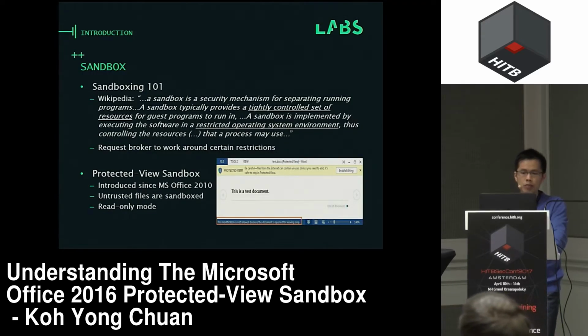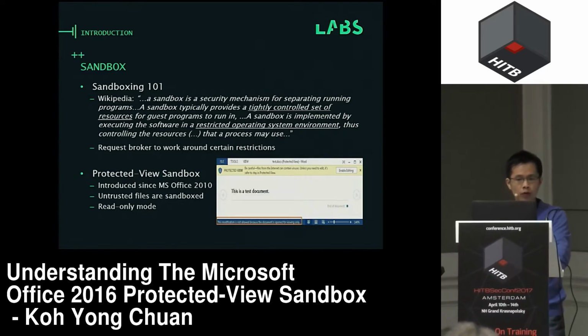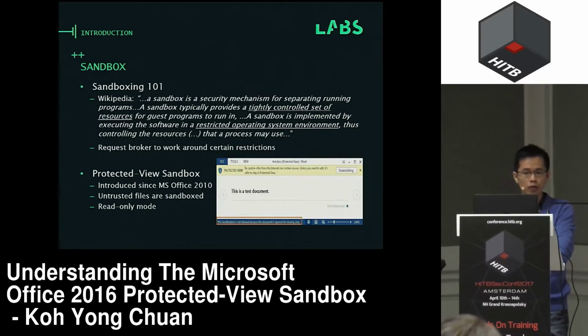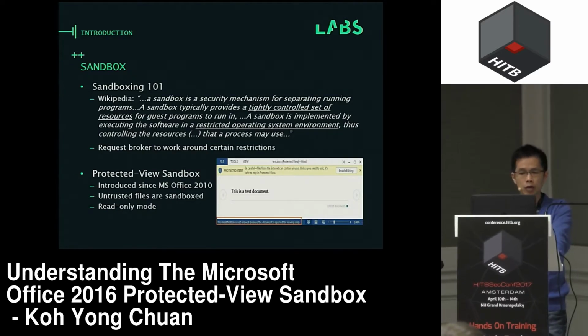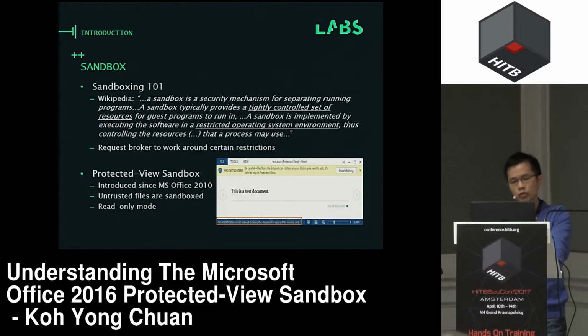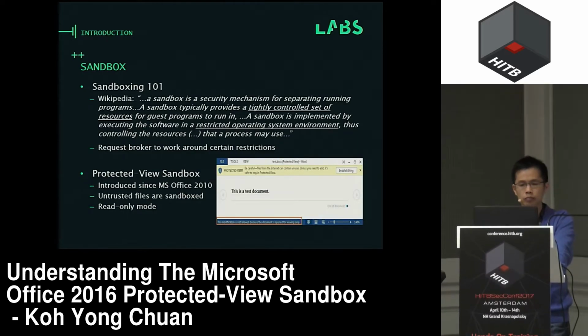The PV sandbox is a feature that was introduced since Office 2010, but unlike most other sandboxes, the protected view is not used to render all the files. Instead, it is used only for files that Microsoft defines as untrusted. And these largely cover files that originate from the internet, such as those that you download, or when you open it directly as an Outlook attachment.